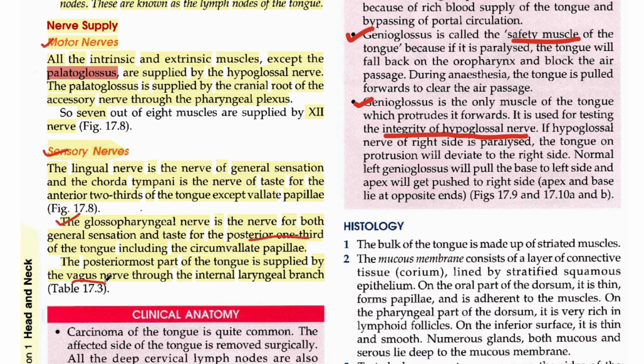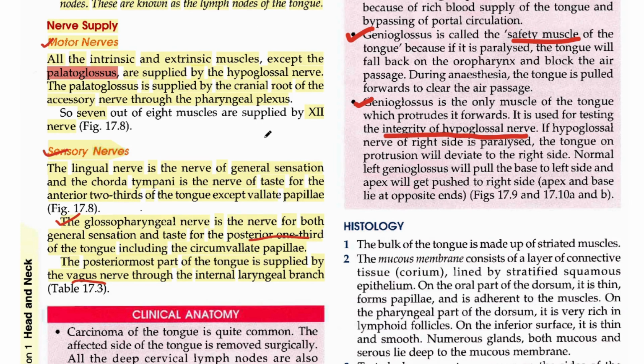See, the nerve supply of the tongue is motor and sensory. All the muscles of the tongue except palatoglossus are supplied by the hypoglossal nerve. Palatoglossus is supplied by the cranial root of the accessory nerve. The motor supply is done. Now sensory supply is again divided into the anterior part, posterior one-third and the posterior most. So in the anterior two-thirds of the tongue, lingual nerve is for general sensation and chorda tympani is the nerve for taste, except the circumvallate papillae. In the posterior one-third, the glossopharyngeal nerve is the nerve for both general sensation and taste. In the posterior most part of the tongue, it is supplied through the vagus nerve.